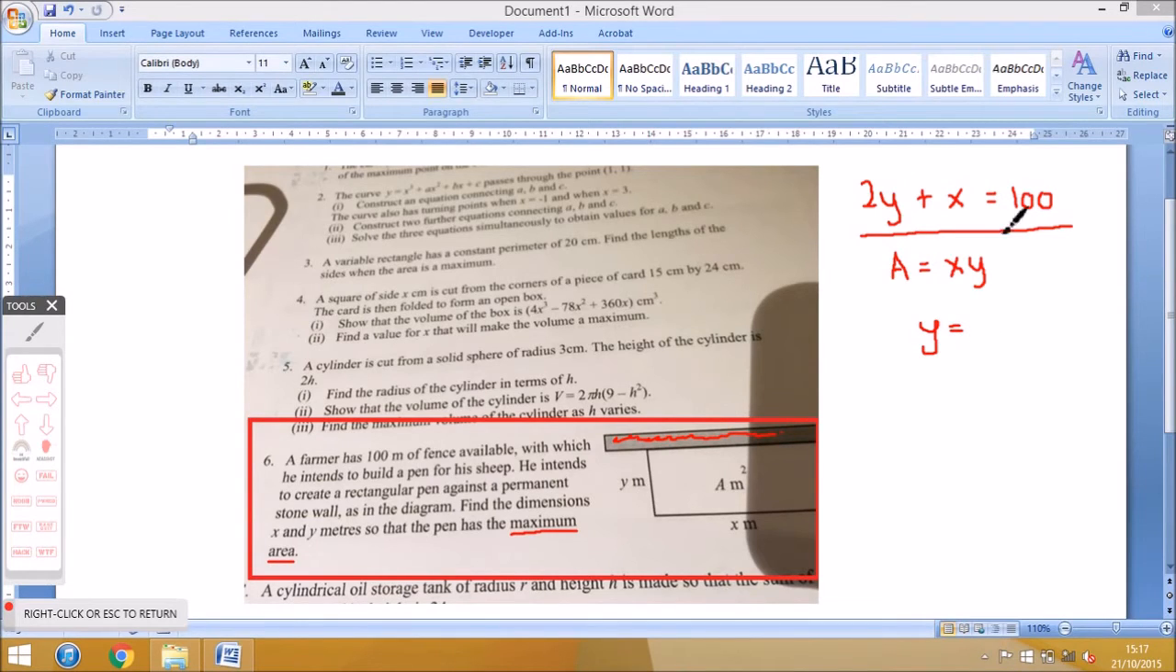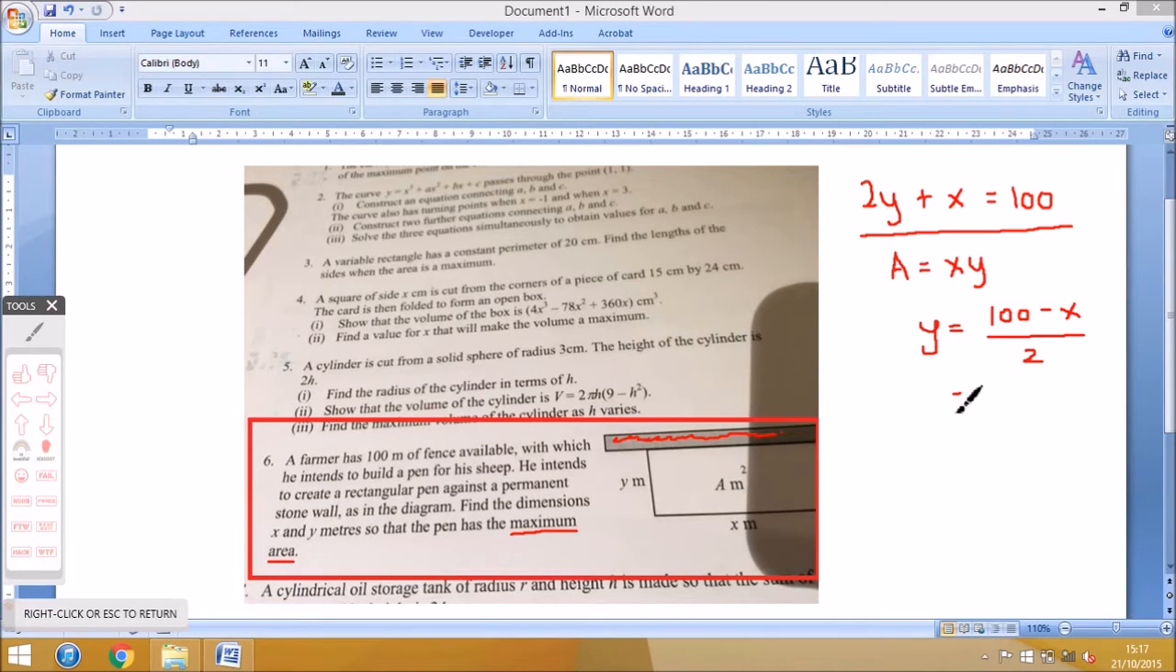I'm going to skip a step here, but if you rearrange this first equation, the one I've underlined, to make Y the subject, you would first subtract an X onto the other side and then divide by 2. That gives you Y equals 100 minus X, all divided by 2.